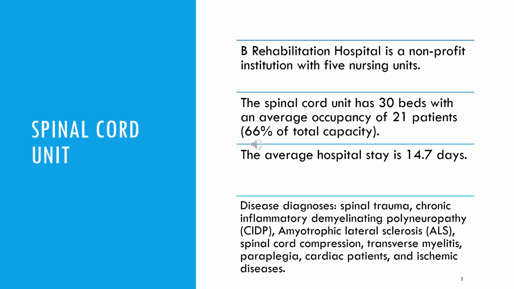Our unit of choice is the spinal cord unit at B Rehabilitation Hospital, which is a nonprofit institution with 5 nursing units. The spinal cord unit has 30 beds with an average occupancy of 21 patients, 66% total capacity, and an average hospital stay of 14.7 days.